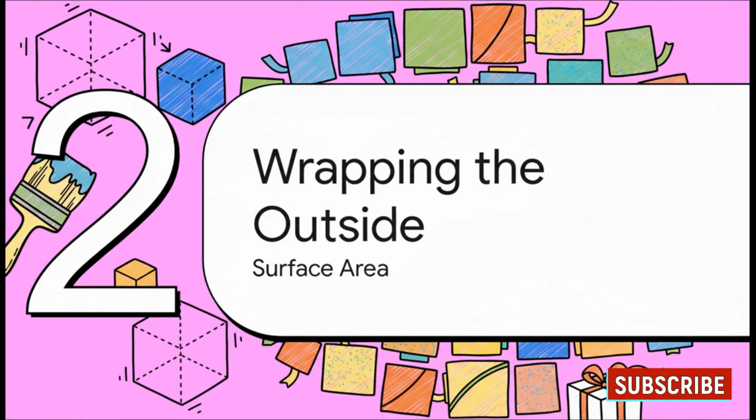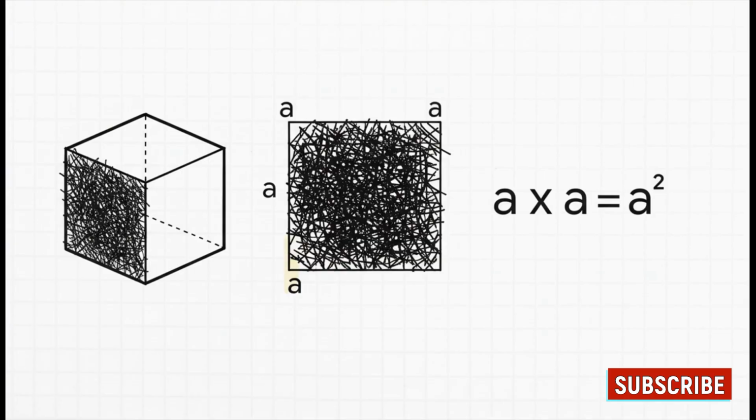The easiest way to think about this is to imagine it's the total skin of the cube. It's the part you can actually touch, the part you could paint, or the part you'd cover with wrapping paper. To figure out the area of the entire surface, let's not get ahead of ourselves. Let's just start with one single, flat, square face. Now, you probably remember that the area of any square is just its side length times itself. So for our cube, the area of just one face is A times A, which we write as A squared.